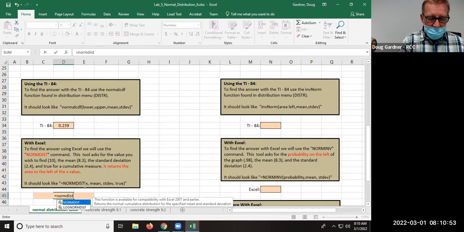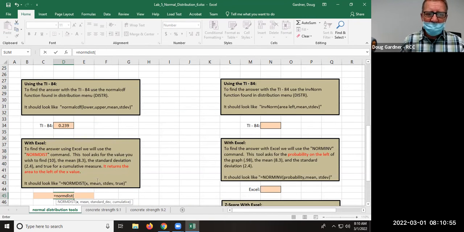And then notice the syntax. The syntax is in a totally different order. First, you put X, which is our 10. And remember, automatically, it's going to give us the area to the left of 10. So we don't get to put in 10 and 900. We just have to say 10, and it's going to produce the area to the left. And then I put in the mean, which we said was 8.3. So I got to have the syntax in front of me.